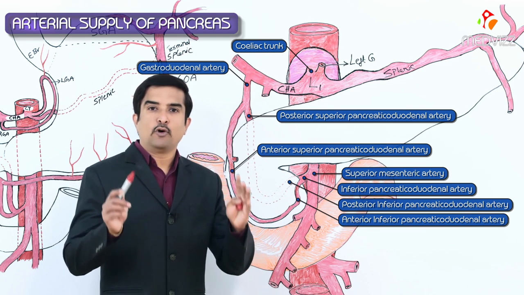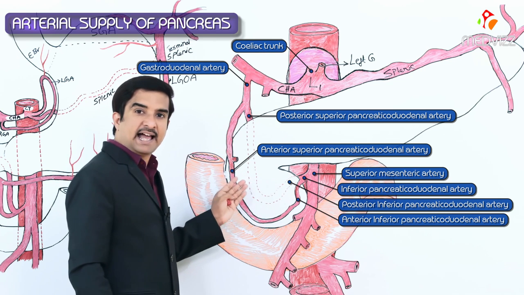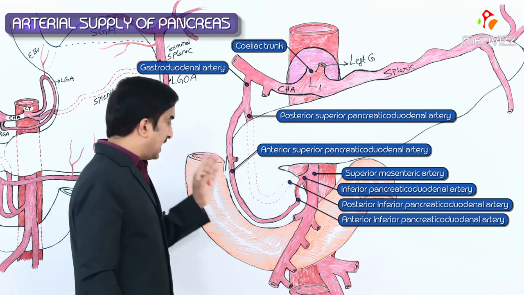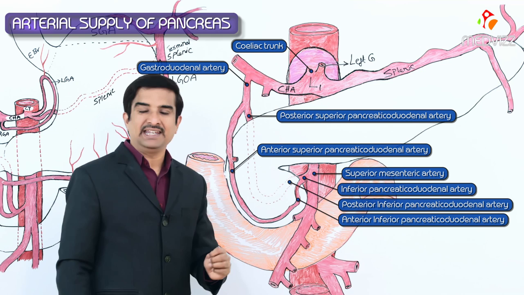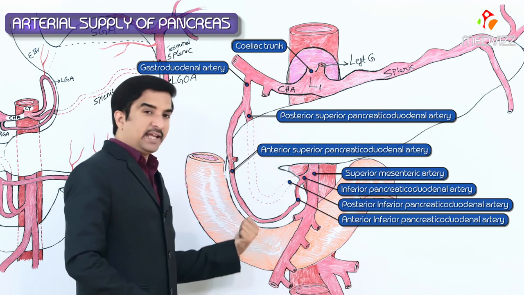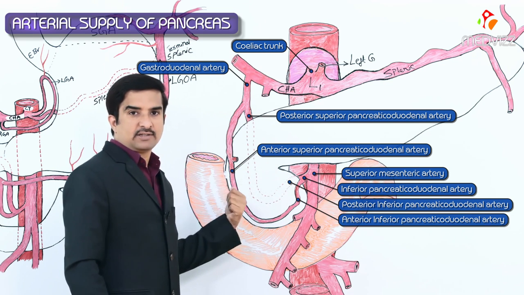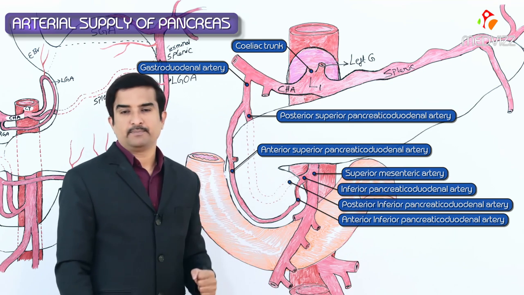So totally four arteries supply the anterior as well as posterior aspects of the head of the pancreas as well as the adjacent part of the duodenum. So this is the blood supply of the head of the pancreas as well as the adjacent part of the duodenum.